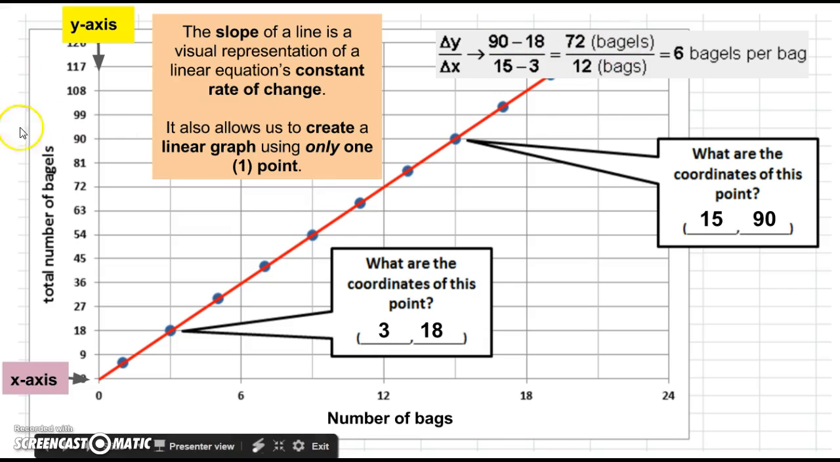And remember, for the y's, we're talking about the total number of bagels here. For the x's, we're talking about the total number of bags, which is 15 minus 3. That's 12 bags. So 72 divided by 12 tells us that we have 6 bagels per bag. That's a constant rate of change. Every bag is going to have 6 bagels in it. 6 bagels per bag is our constant rate of change, and that is also our slope.